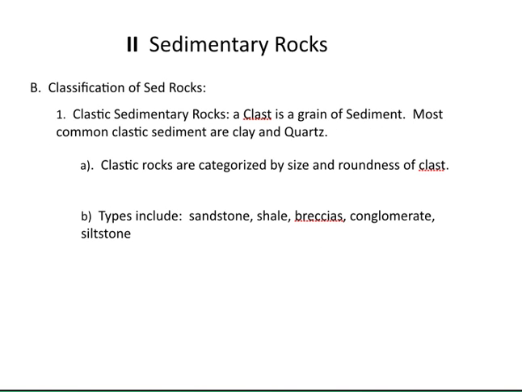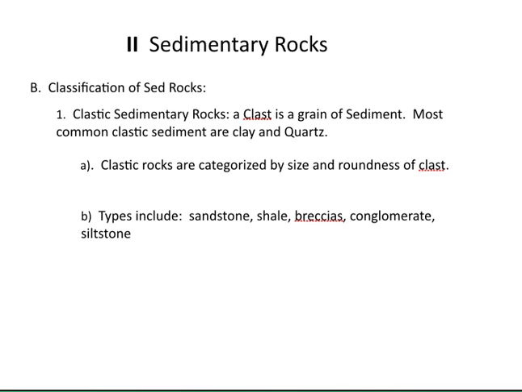There's 3 different classifications of sedimentary rocks. The first one is clastic. This is what most of us think of when we think of a sedimentary rock. It's a rock made of pieces of other rock. Those pieces, again, the sediments, are also called a clast. That's why these are clastic sedimentary rocks.